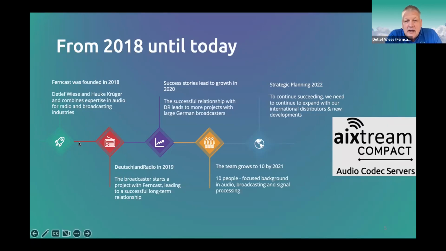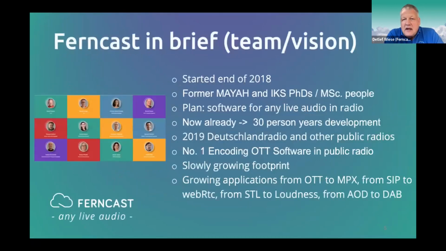We are a small but very agile and flexible team, and we go further in 2023 with our plans. Our background is Maya people and also PhDs and MSc people from the university in Aachen. As I said, we originally had the plan for software for any live audio, which we actually built. For one customer, we recently made a calculation and found that already much more than 30 person-years of development are in this software. I can say that we are number one in encoding OTT software in public radio in Germany, and the footprint is growing. The applications are growing from OTT streaming via MPX, from SIP to WebRTC, from studio transmitter links, loudness, from audio on demand to DAB and DVB.